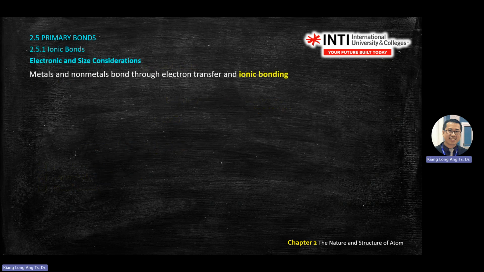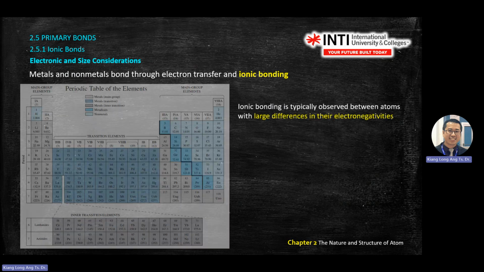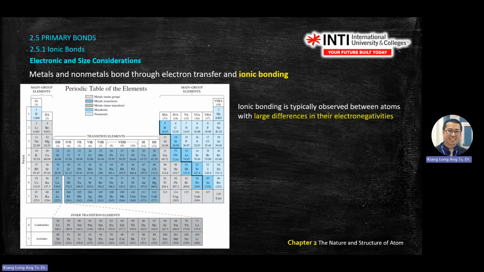So what happens if you take metal and non-metal and combine them together? You take metal plus non-metal, you get ionic bonding. In the periodic table, it already tells you which one is metal, which one is non-metal. So when you take metal plus non-metal, you get ionic bonding. So usually they have a large difference in their electronegativity.